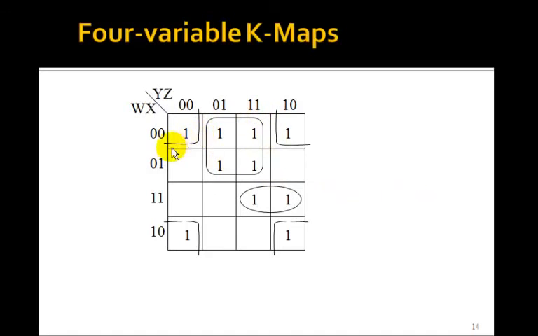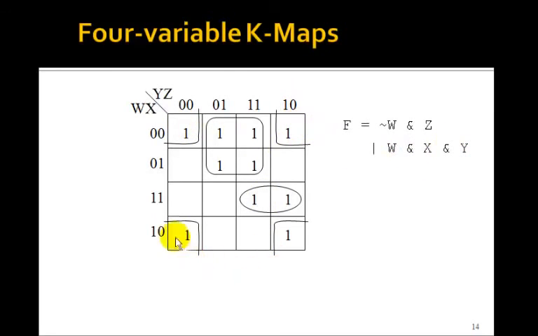What's this one? This one is going to be not W and Z. The X goes away, 0 and 1, and the Y goes away, 0 and 1. So we're left with not W and Z. How about this one? Well, we have W and X here, and Y, because the Z goes away. W and X and Y.